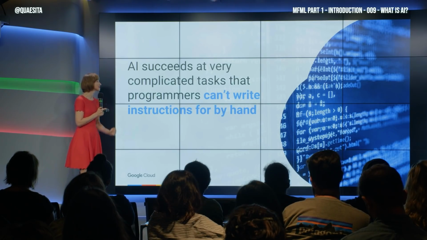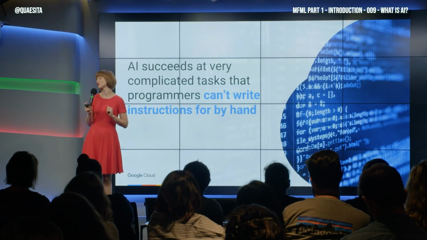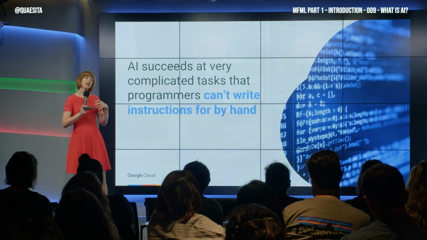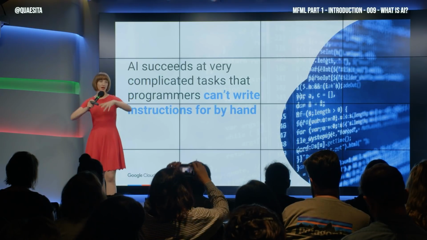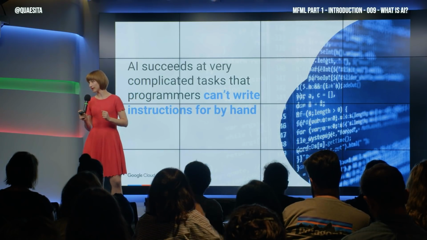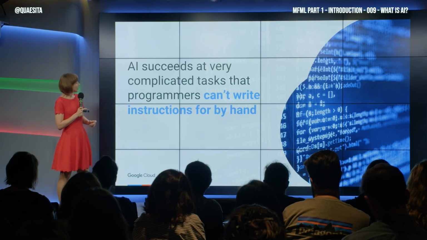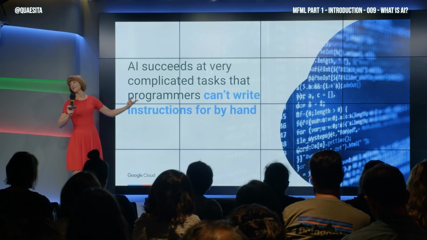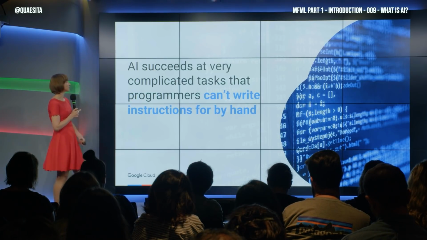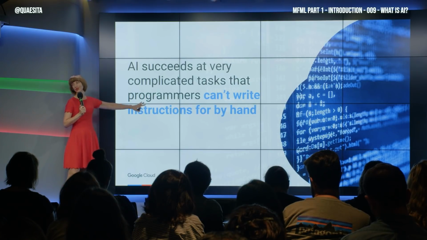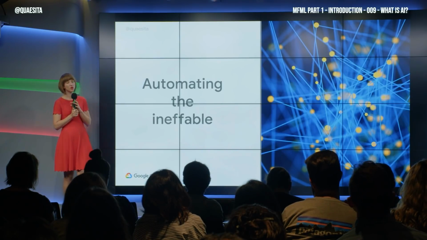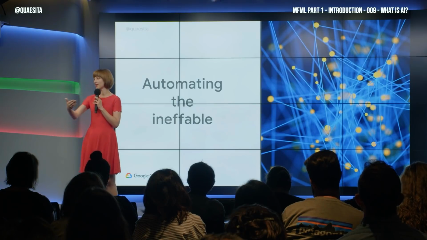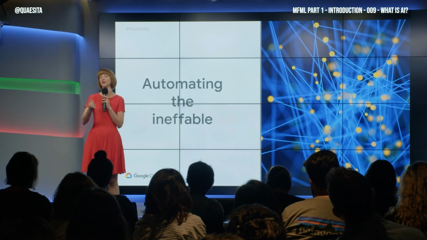AI, the way we think of it today, is about succeeding at those complicated tasks that programmers cannot write instructions for by hand. And you need super flexible algorithms, neural networks, and that is part of a class of stuff called deep learning. It's part of machine learning. And so when people say AI today, they tend to mean deep learning. That's the way that it's used. So solving these really complicated tasks that you couldn't solve a different way, except by teaching the computer with examples. So this is about automating the ineffable. You can't say how that task should be done. You can't solve it the way that you do the calorie prediction.